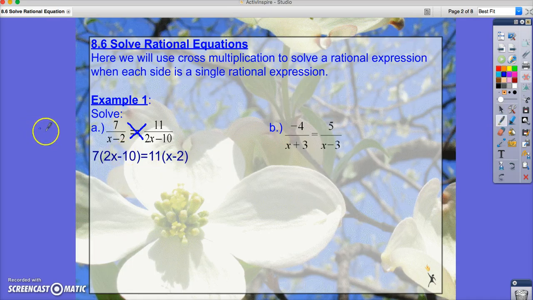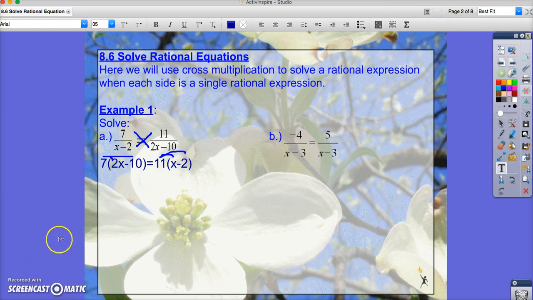The reason why I kept parentheses around the 2x minus 10 and the x minus 2 is next we have to distribute 7 to both. In this case, the 11 to both. So let's see what happens here. So now I get 14x minus 10, or minus 70. Let's keep space here this time. Equal to 11x minus 22.